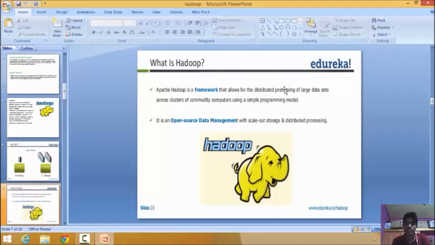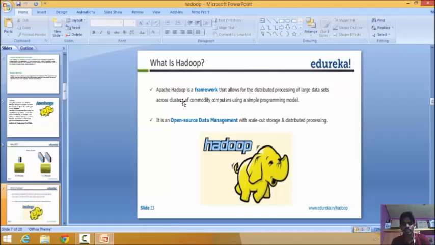For processing that much huge data, this Hadoop framework will be used. It allows the processing of that much huge data across clusters of commodity computers. What is meant by clusters? Let us now understand what is meant by commodity computers. Commodity computers means cheap computers which come for less cost. That is called commodity computers.